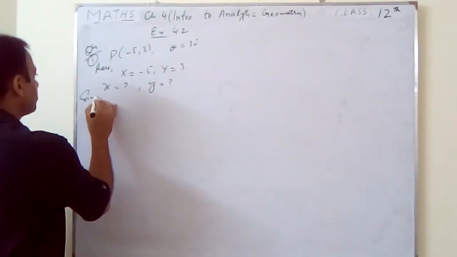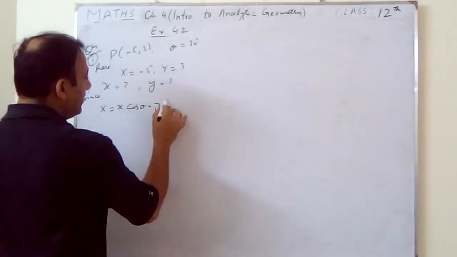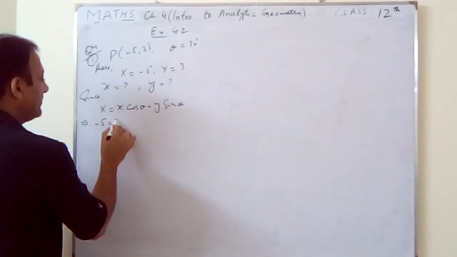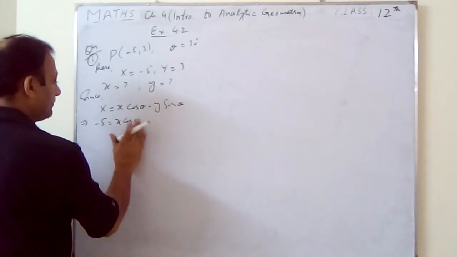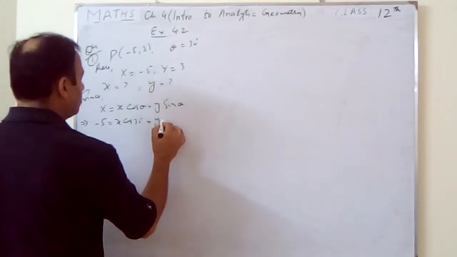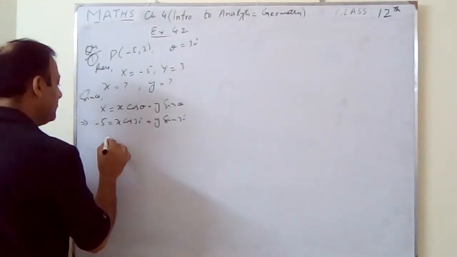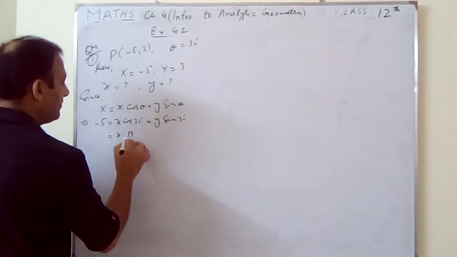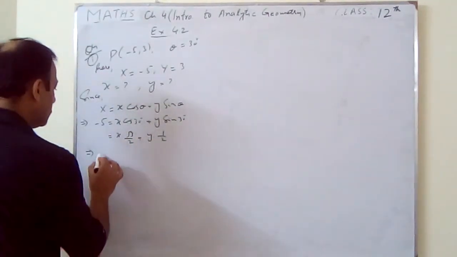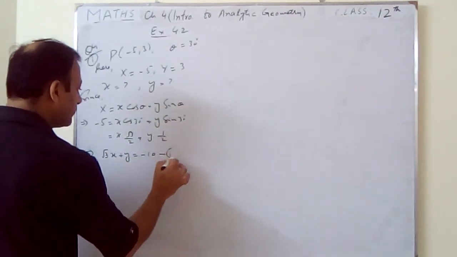Since capital X is equal to small x cos theta plus y sin theta, here capital X is minus 5, so x cos 30 plus y sin 30. So what is the value of sin 30 and cos 30? This is x square root of 3 by 2 plus y times 1 by 2. Or square root of 3 x plus y is equal to minus 10. This is equation number 1.